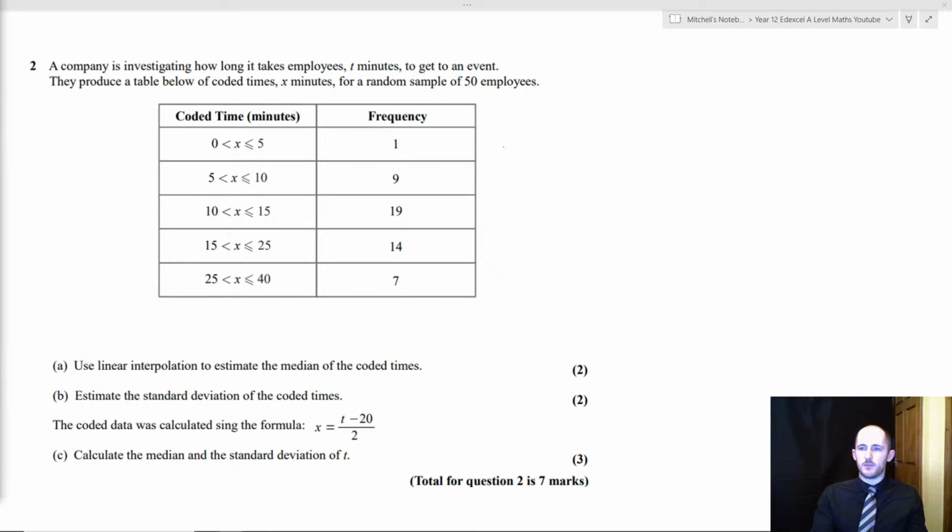So I'm going to add a little cumulative frequency. And again, to make sure we're doing it right, it says there's a random sample of 50 employees, which means our cumulative frequency should eventually add up to 50. Plus 14, so it'd be 39, it'd be 43 and 50. Cool, so it looks like we've done it right.